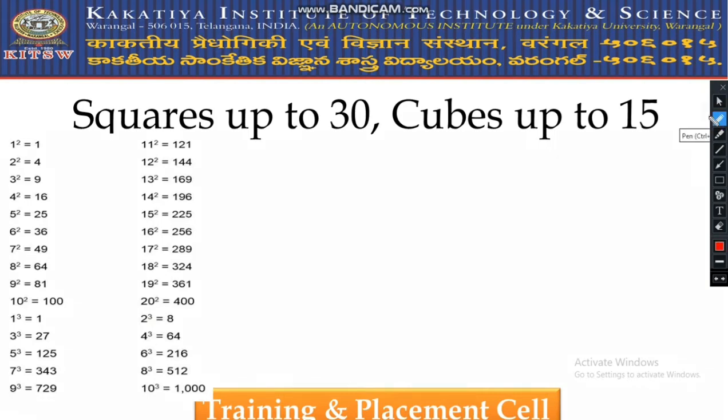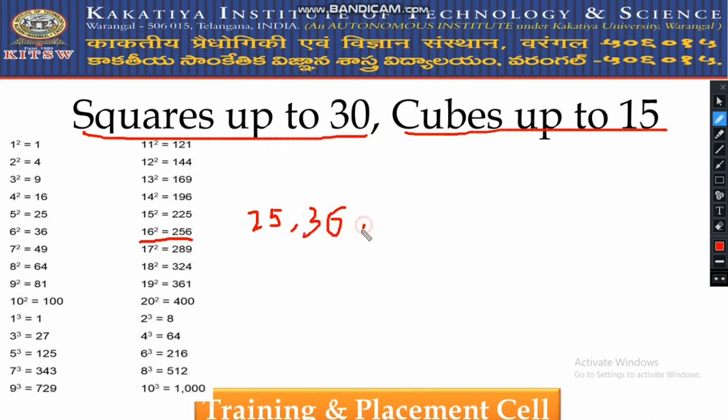The second prerequisite is that you should be thorough with squares up to 30 and cubes up to 15. Again, if I ask you what is 16 square, you should be in a position to say it immediately. For example, let us take the topic of series. There is a topic called series completion. If a series is given like this: 25, 36, 49, something is left, and then 81.